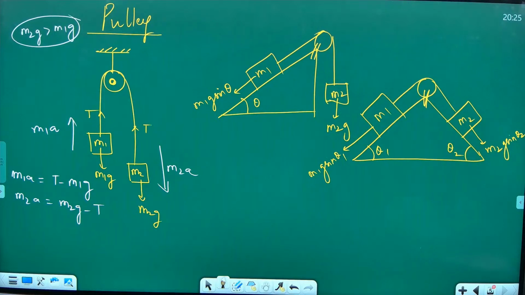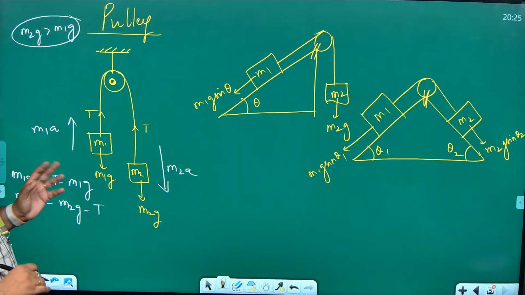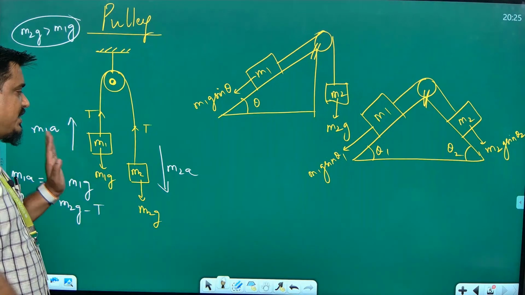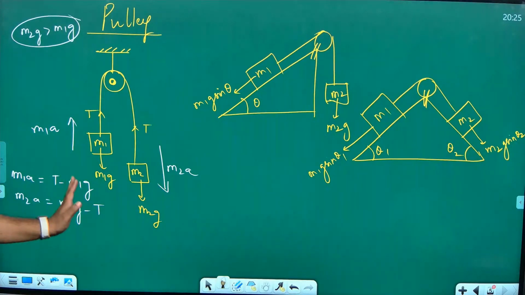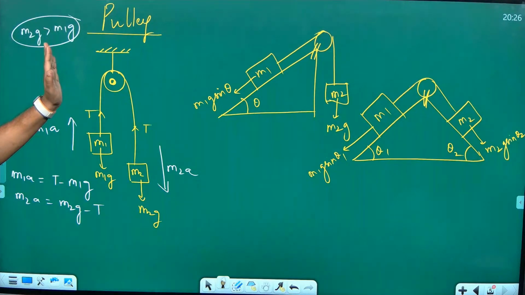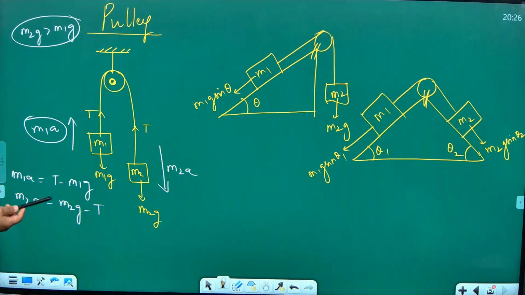Sir, could you repeat it again? I will repeat again. We understand that since m2g is more than m1g, the m2 body is going downward with the net force of m2a and m1 is going upward with the net force of m1a. Now, this m1a, the net force, is coming. Why is it coming? Because T is more than m1g, isn't it?